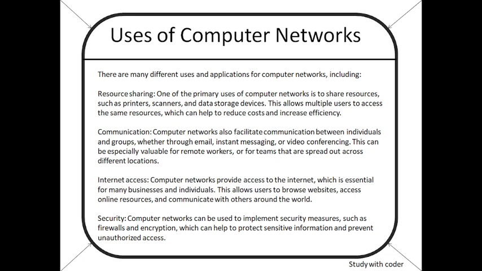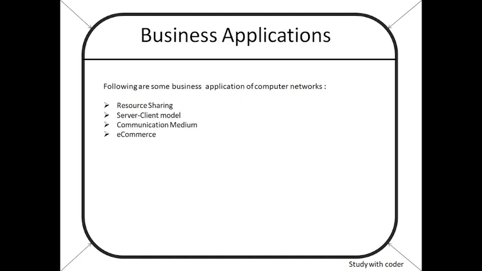Internet access. Computer networks provide access to the internet, which is essential for many businesses and individuals. This allows users to browse websites, access online resources, and communicate with others around the world. Last but not least, security. Computer networks can be used to implement security measures such as a firewall and encryption, which can help to protect sensitive information and prevent unauthorized access.